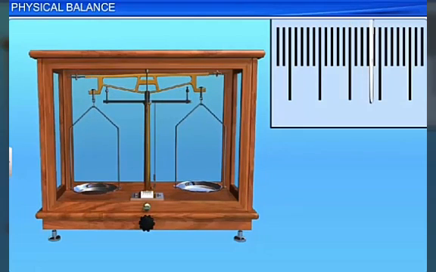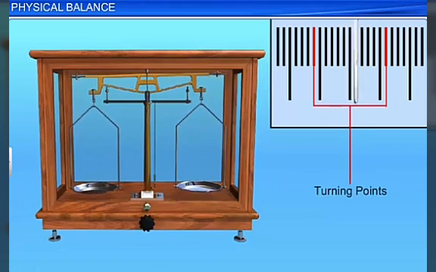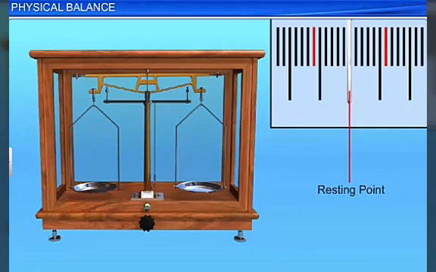During the oscillations, the extreme positions on the scale where the pointer turns back are called the turning points. The division on the scale where the pointer comes to rest after the oscillations is called the resting point. The resting point with empty pans is called the zero resting point or ZRP.